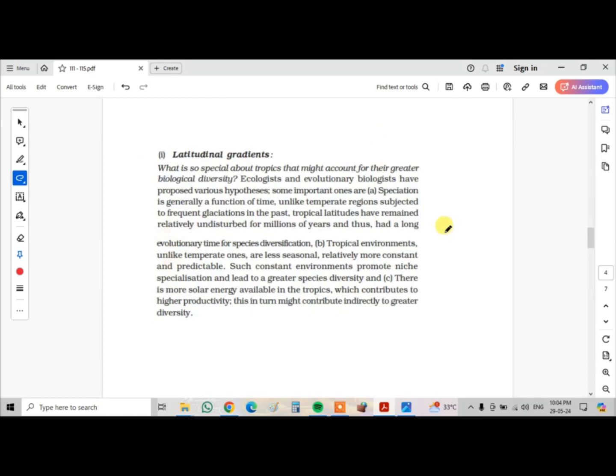We can see the NCERT lines from the particular topic related to the question from the chapter known as biodiversity.